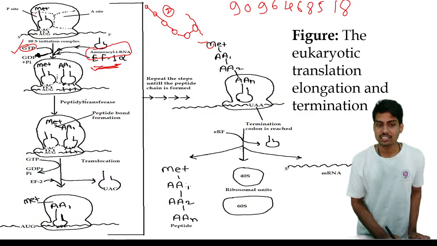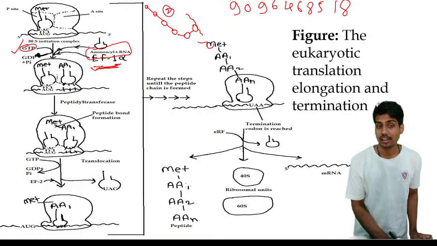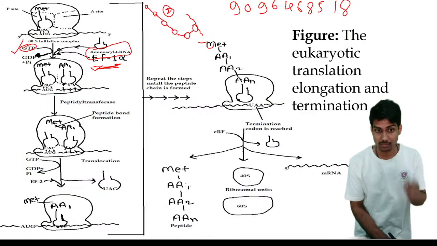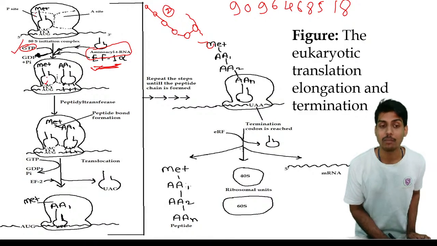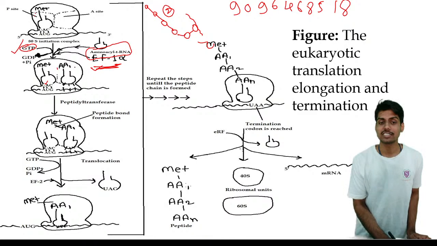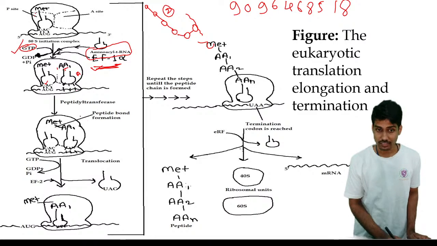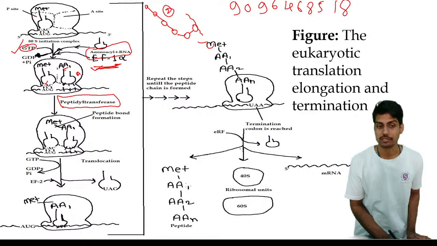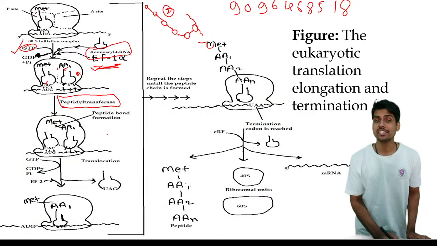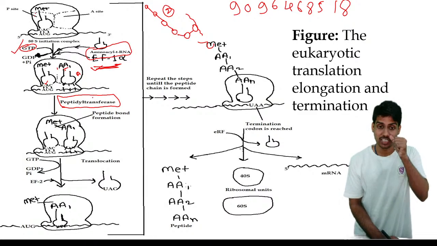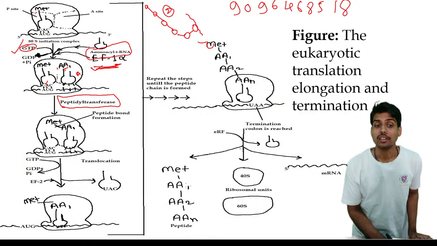Once they are attached, you can see now this is the methionine tRNA which had bound earlier. This is bound to this UAG, means initiation complex. Then the next tRNA is carrying this amino acid 1. It is attached to the where? A site. Now the next enzyme that is going to act is peptidyl transferase. Now what will this peptidyl transferase do? This peptidyl transferase will form a bond between this methionine and the amino acid.